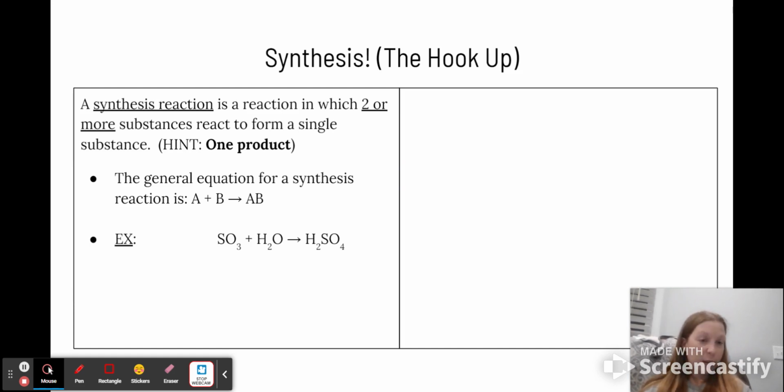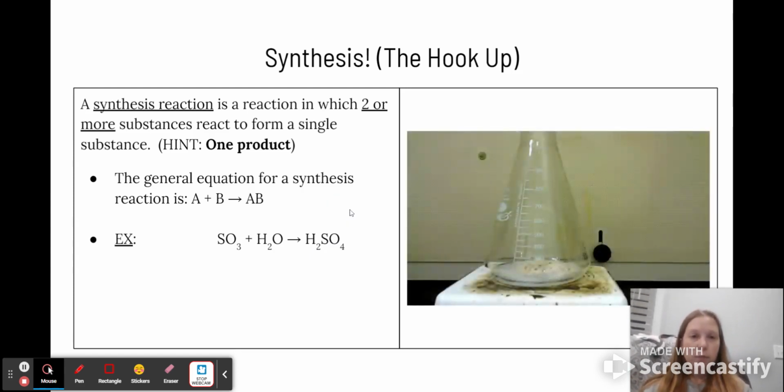And here's just a quick example of what that looks like. So you could see on the right side of the arrow, we only have one thing. So that is a dead giveaway. You've got a synthesis reaction. So here is an example of a creation of a synthesis reaction, which is pretty cool.